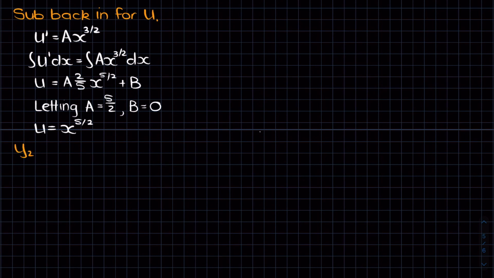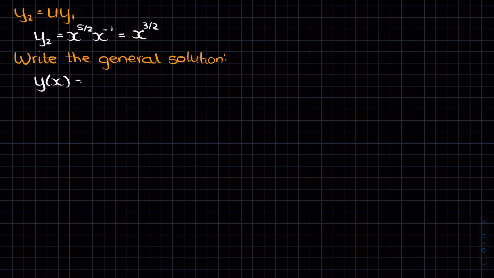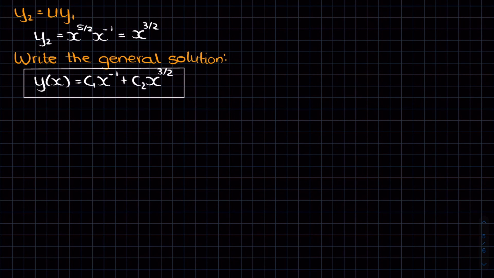Now recall at the beginning we let y2 equal u times y1. Well, now we have both u and y1, so we can get y2 equals x to the 5 over 2 times 1 over x, and that just simplifies to x to the 3 over 2. Now that we have two solutions to the homogeneous ODE, we can write the general solution using the superposition principle, y equals c1 times y1 plus c2 times y2, for some constants c1 and c2.